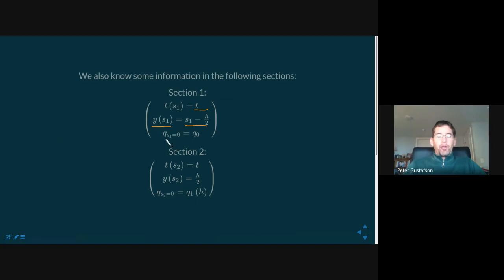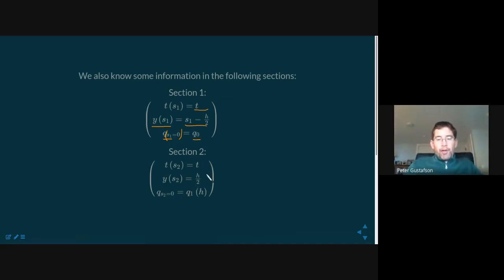Now here's where it gets a little bit trickier. The magnitude of the initial q1, this is q at s1 equals 0, is the boundary condition. We don't know what it is. So I'm just going to say it is equal in magnitude to q0. We don't know it's 0, so we cannot assume it's 0.